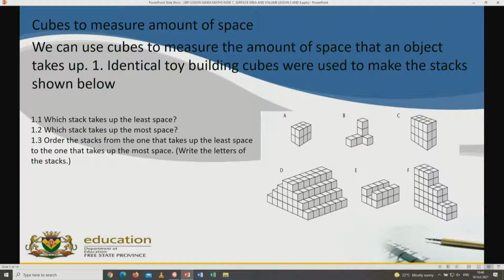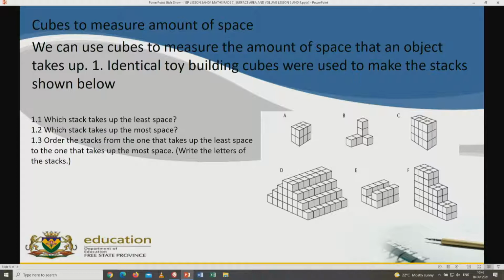Therefore, in calculus, you'll be able to see there even in the first year of university, differential calculus. Right? And then number 3, order the stacks from the one that takes the least to the one that takes up the most. It means now we have to rearrange these stacks, starting with the one with the least up to the one that can take most of the space.